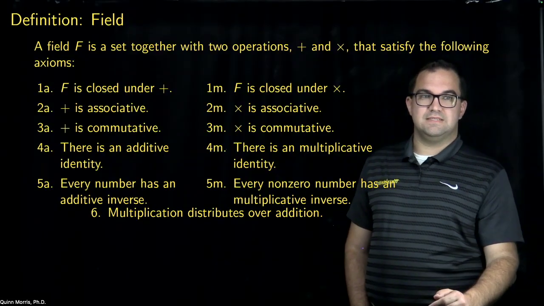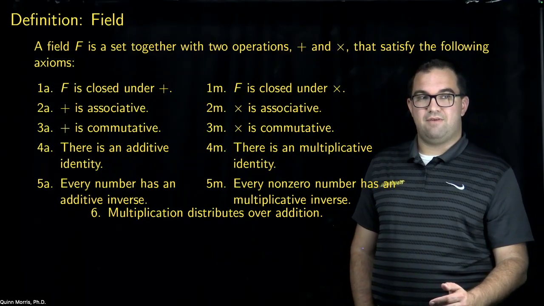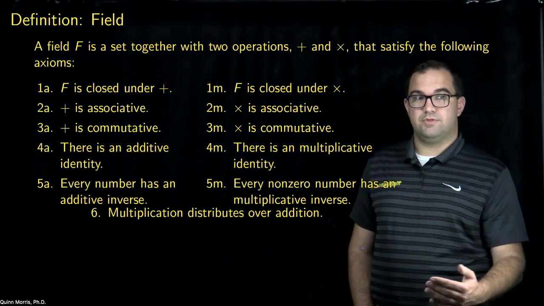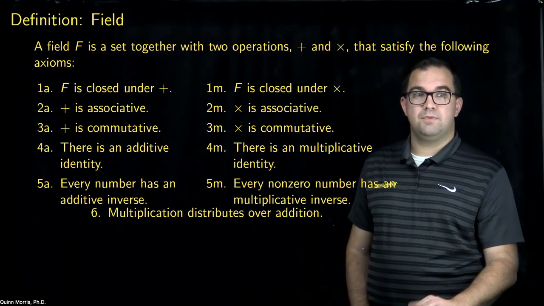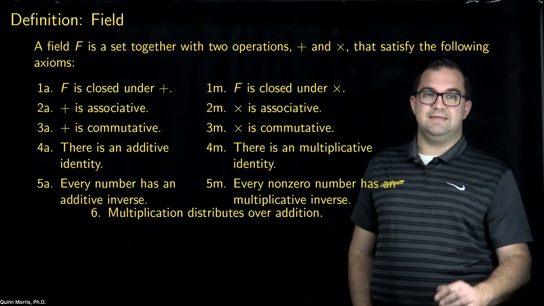4M gives you the existence of a multiplicative identity. So that operates similar to the additive identity except for multiplication. Typically, when we're thinking about the real numbers and multiplication, we're thinking about the number 1. And so A times 1 is equal to 1 times A is equal to A.